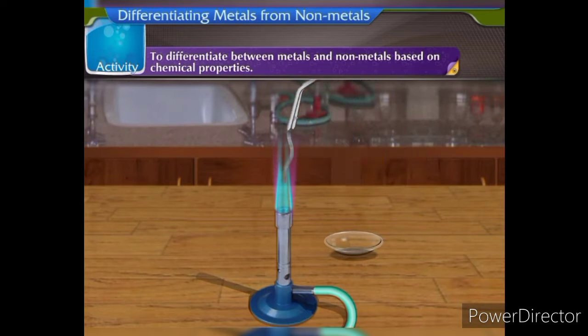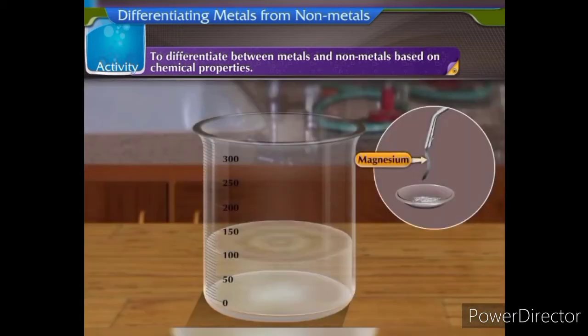Heat a magnesium wire. What do you observe? The magnesium wire burns vigorously in air, producing a bright light and a white powder of magnesium oxide. Dissolve the white powder in water. The white powder formed in the case of magnesium wire is partially soluble in water.